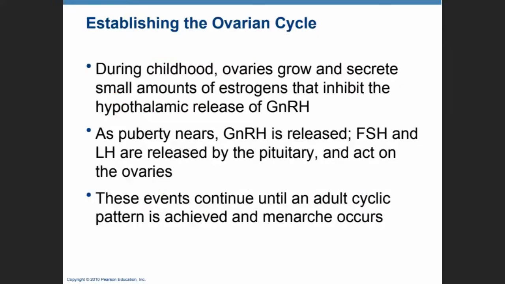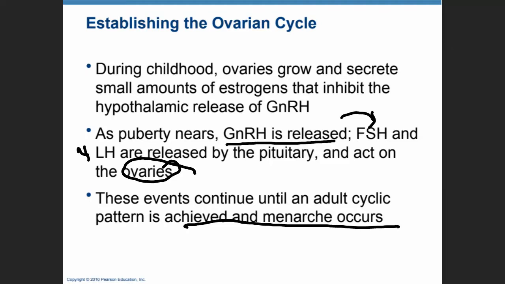So the establishment of the ovarian cycle happens at puberty, when levels of gonadotropin-releasing hormone from the hypothalamus increase. So the bursts of the release of this hormone begin to increase, and that causes the eventual secretion of FSH and LH by the anterior pituitary, which will act on the ovaries and initiate the maturation of the follicles. These events will continue until the first menstruation and will continue until the last menstruation, which is menopause.